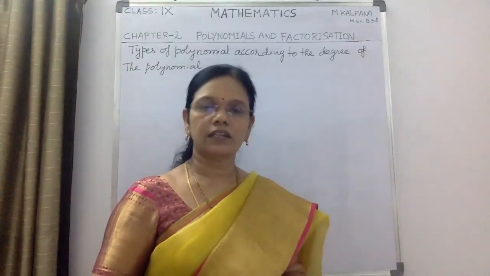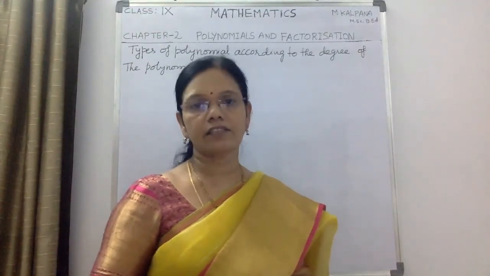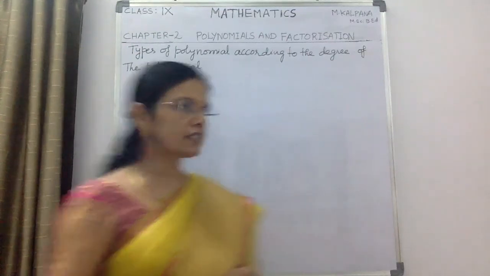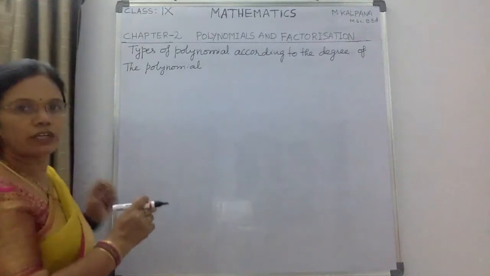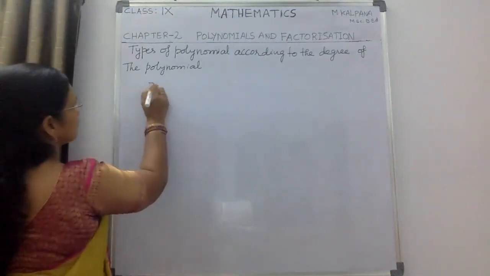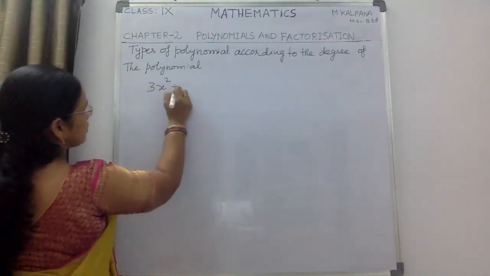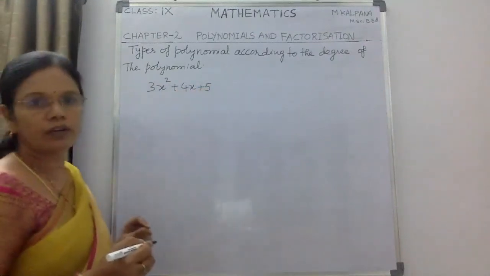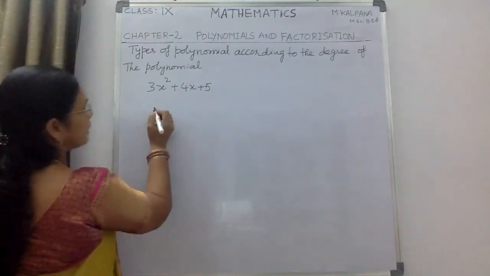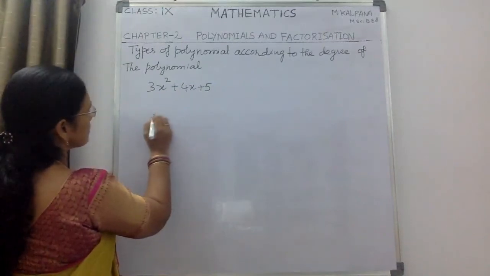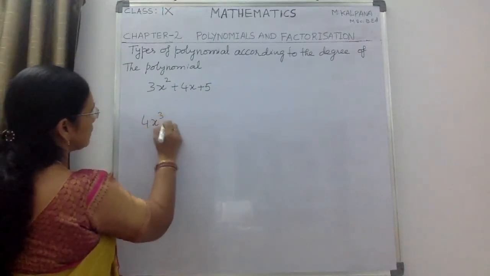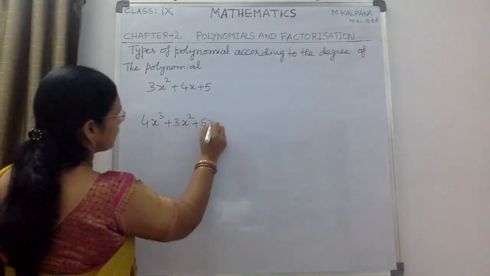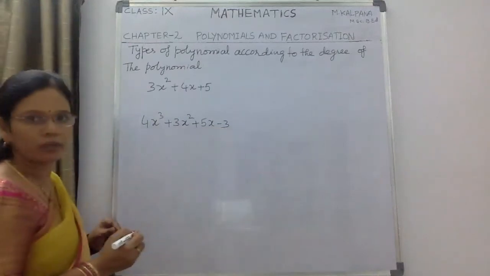Okay, children, let us take some polynomials and classify them according to the degree of the polynomial. Let us write some polynomials. 3x square plus 4x plus 5. This is a polynomial. And here, let us write 4x cube plus 3x square plus 5x minus 3. I am writing another polynomial.